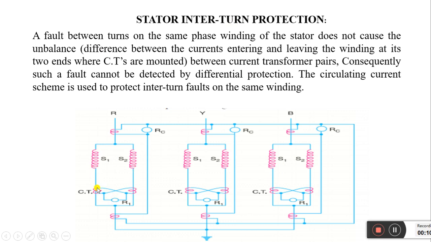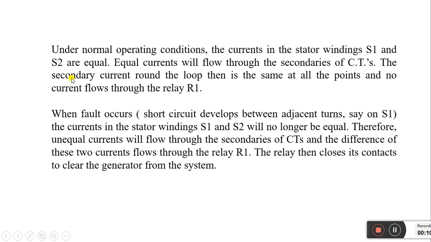So the same equal current will be flowing through the secondary CTs also. And since these secondary CTs are cross connected, it means an equal amount of voltage in this winding and this winding will be available. So there will not be any current flowing through the relay R1. The same thing will happen in the Y phase and B phase also. The same thing is written here.